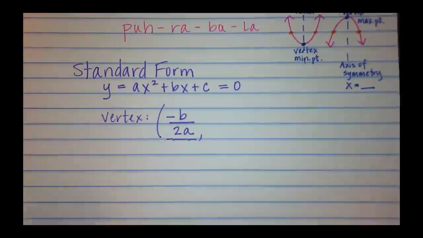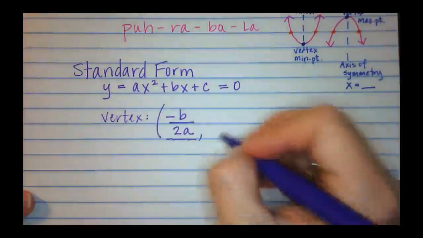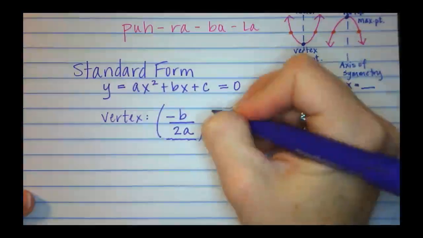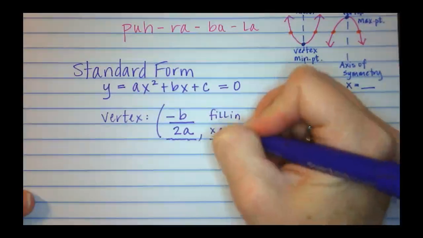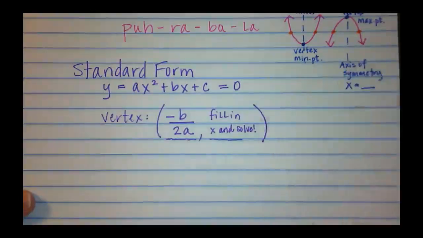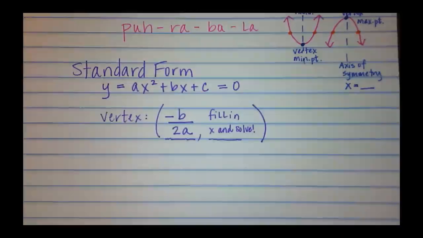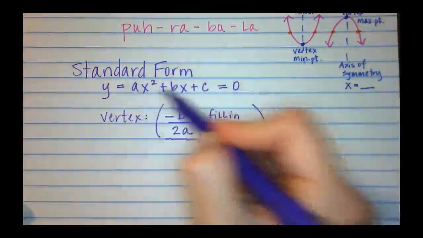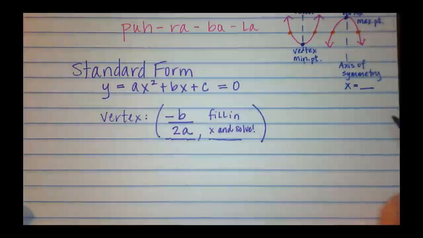And then, as with anything, anytime we know what x is, we just have to fill it in to figure out what y is. So to get the y value, we are going to fill in x and solve. And that will give us our vertex. So we have this form. We're going to do negative b over 2a. We get that answer. We're going to fill it back in for the x, work it out, and then that will be our y value.